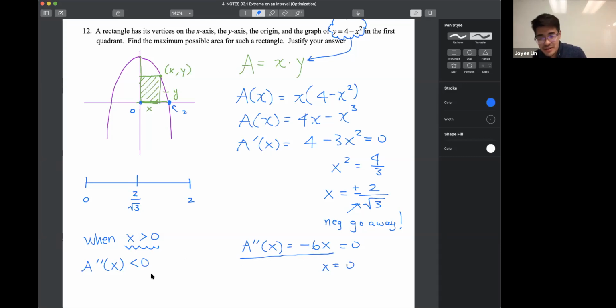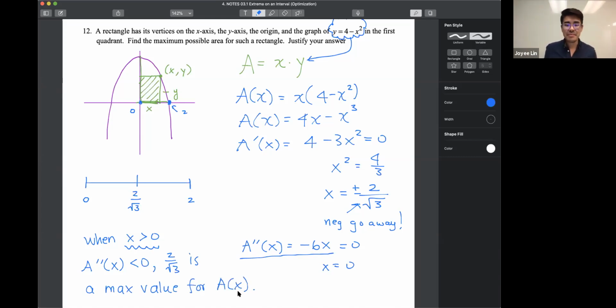And when you have a concave down function, then 2 over root 3 is a max value for A of x. That's invoking the second derivative justification. Any questions on that one?